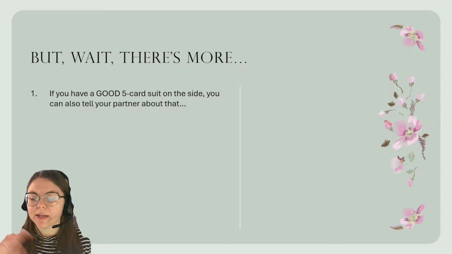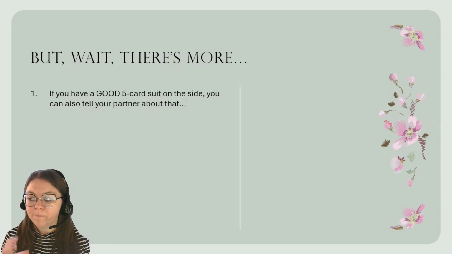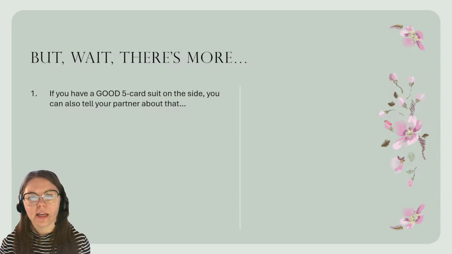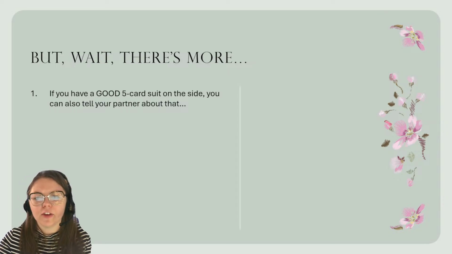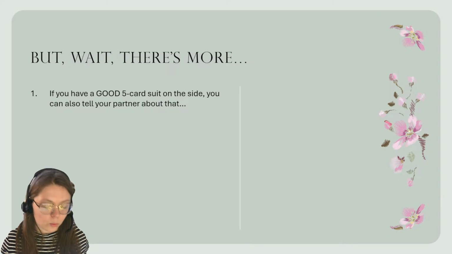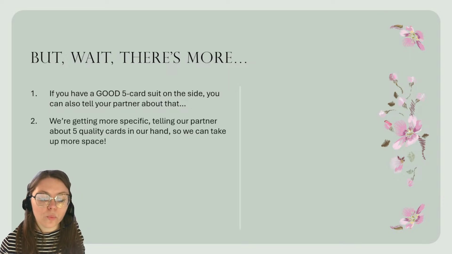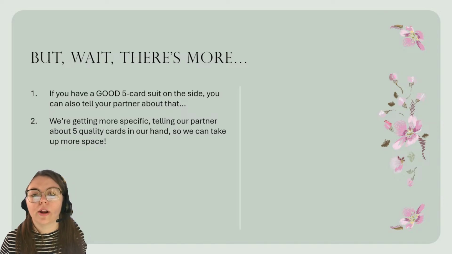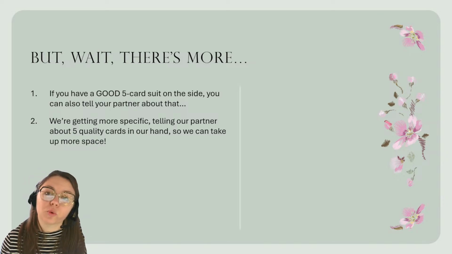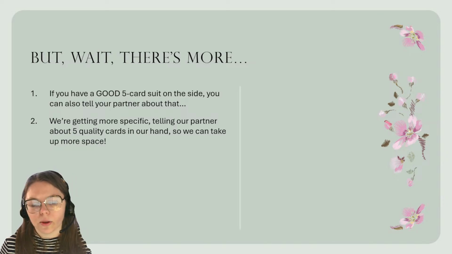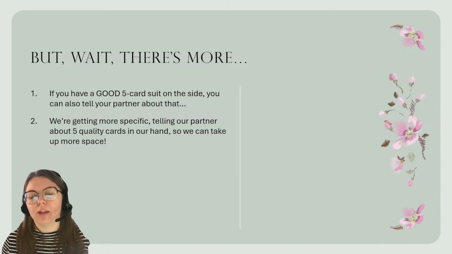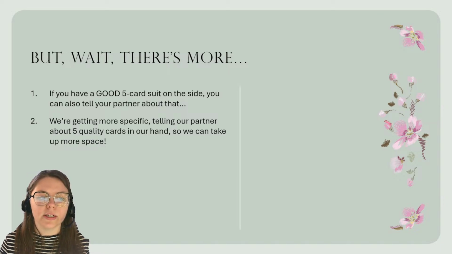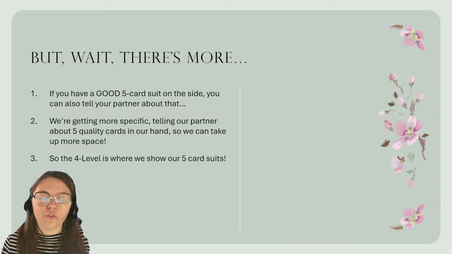If we do that, by taking up all of that extra space, we need to be showing that we have something worth taking up that space. And if you only have Jack 5th of a suit, it's not going to be good enough to warrant that. So we are getting more specific with this. We are telling our partner about 5 quality cards in our hand versus just 1 or 0, which is a great feature, but we can do that at a lower level. So if we are going to tell them about the 5 quality cards in our hand, we are going to take up more space. So the 4 level is where we show our 5 card suits.